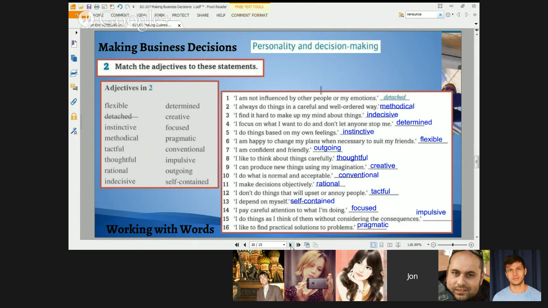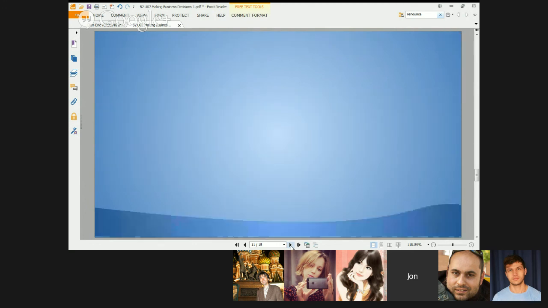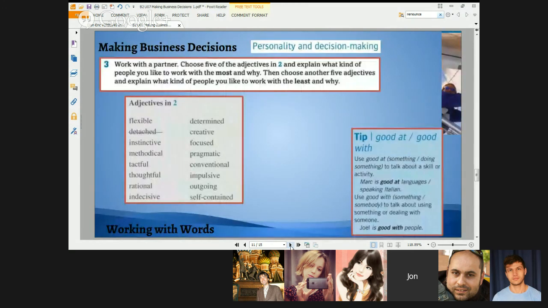Okay, now that we've got some good vocabulary words floating around in our working memory, I want you to choose 5 of those adjectives and explain what kind of person or what kind of people you like to work with the most and why. Sylvia, pick 5, and you have to work them into your definition of your ideal work partner.